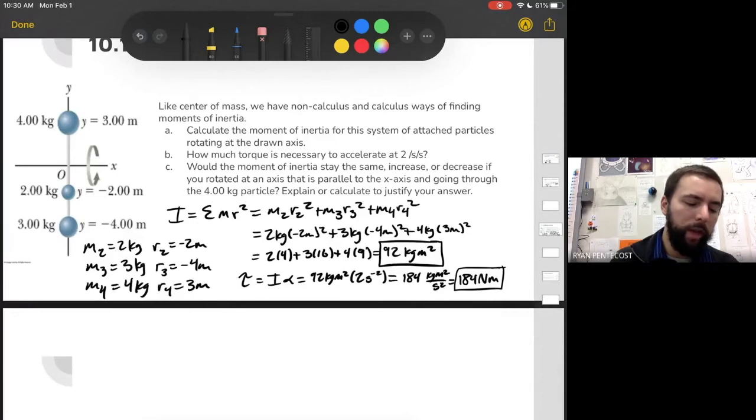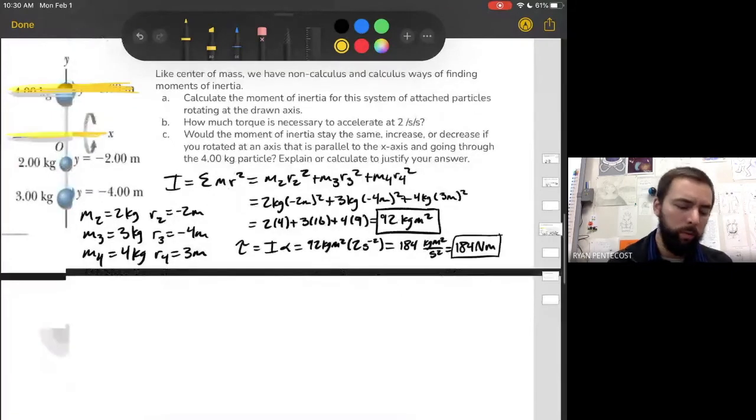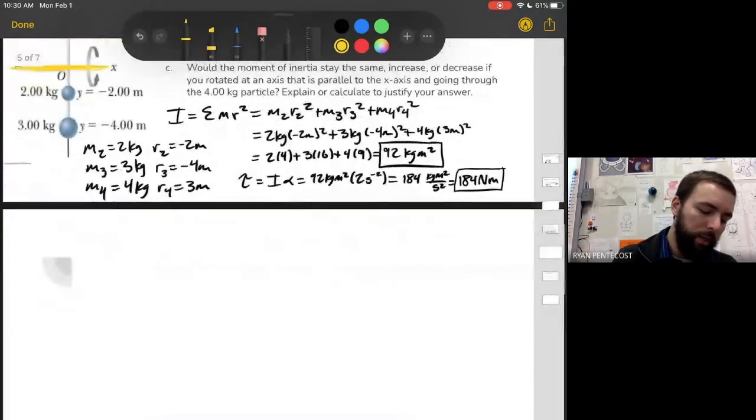Now letter C asks, would the moment of inertia stay the same, increase, or decrease if you rotated at an axis that is parallel to the x? Okay, so we're parallel to the x here, but we're going to go through the 4 kilogram particle up here. Explain or calculate to justify your answer. We're going to do both. So let's explain first.